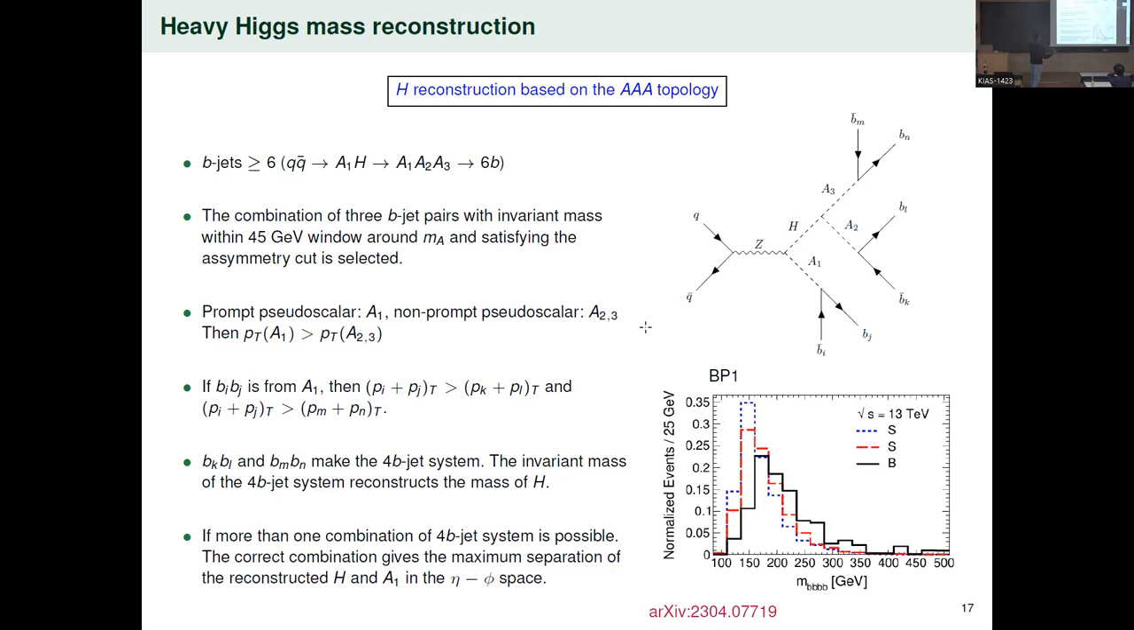Now, if some uncorrelated B-jets are also satisfying this condition, for example, BJ and BK are also satisfying this invariant mass condition, then we have to check whether the reconstructed heavy Higgs and this prompt pseudoscalar are maximally separated in the eta-phi space or not. So we have to choose the correct combination that way. I mean, the reconstructed heavy Higgs and the prompt pseudoscalar for the correct combination should give the maximum angular separation.